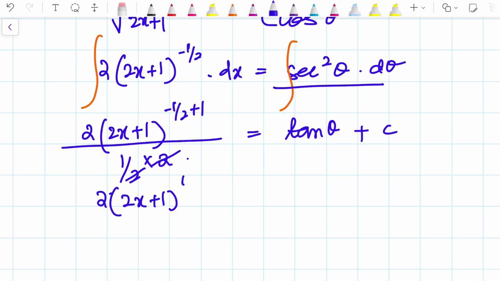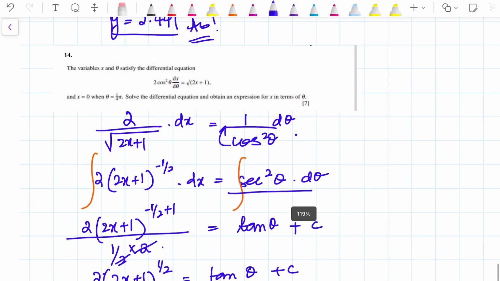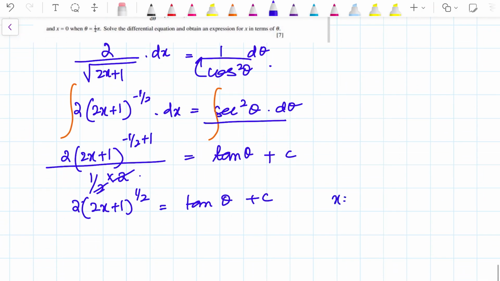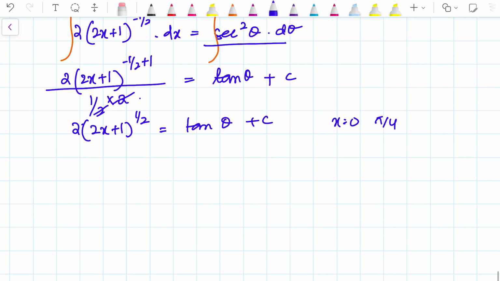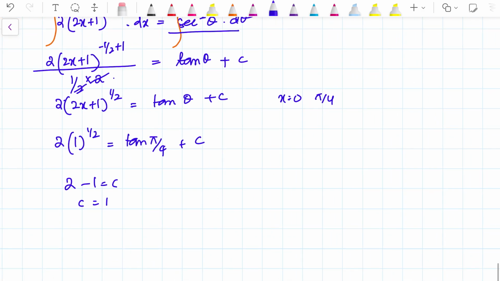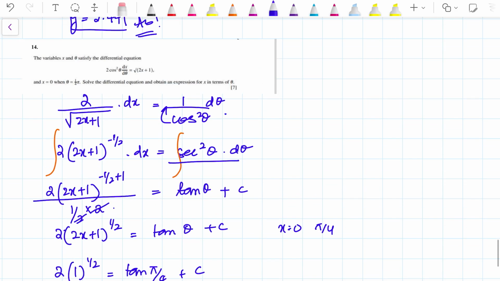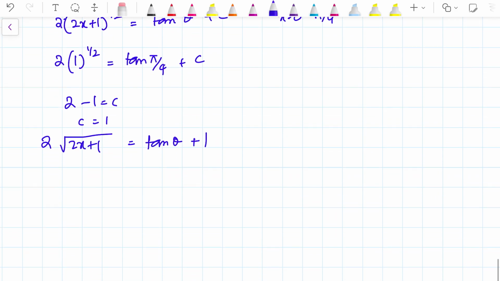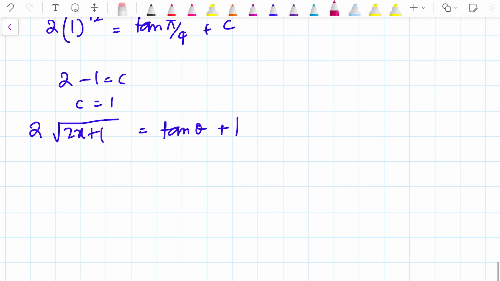2x plus 1 to the power half equals to tan theta plus c. Now what's the equation? It says when x is 0, theta is pi by 4. X is 0. Tan pi by 4 is 1. So c is 1. So therefore 2x plus 1 equals to tan theta plus 1. Solve the differential, obtain an expression for x in terms of theta. Interesting. So it will become tan theta plus 1 divided by 2.